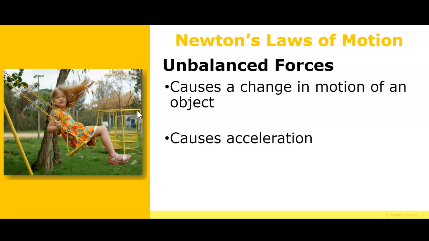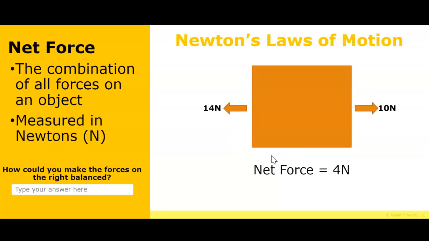An unbalanced force causes a change of motion in an object, and it causes acceleration. So imagine pushing this young girl on a swing. As you push her, you're putting an unbalanced force on her, and the harder you push her, the faster she goes. So pushing causes acceleration.